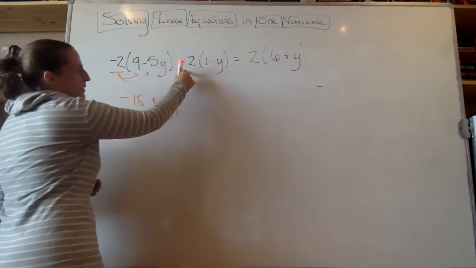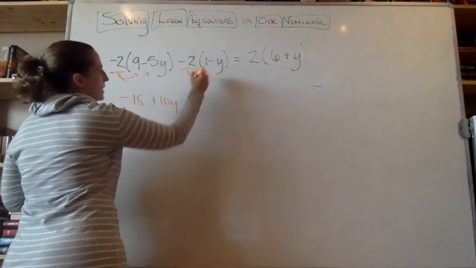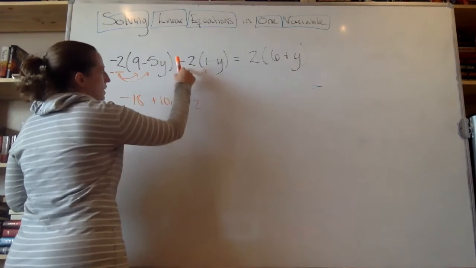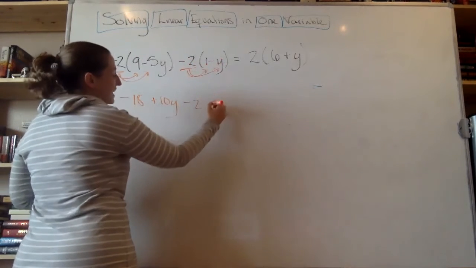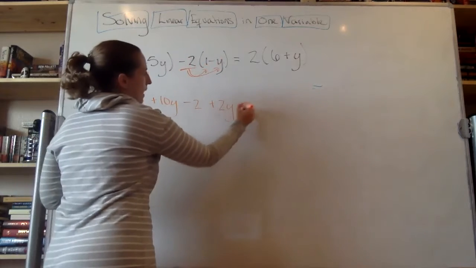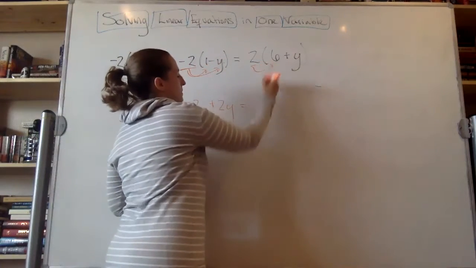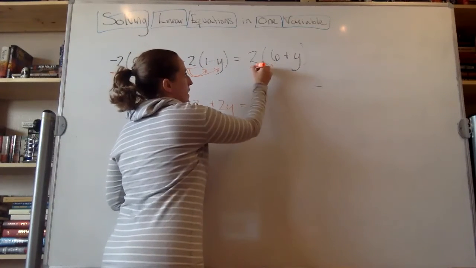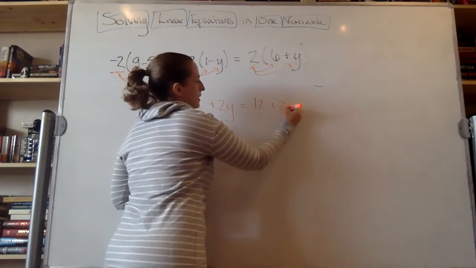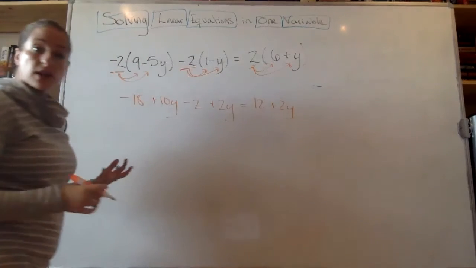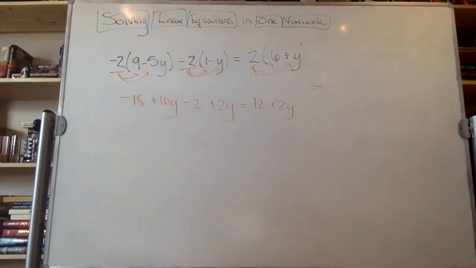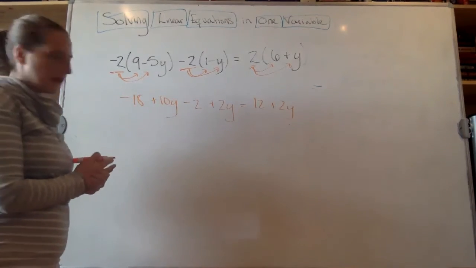I'm going to distribute the -2 here. -2 times 1 is -2. -2 times -y is +2y equals 2 times 6 is 12. 2 times y is 2y. Now we've gotten rid of the parentheses. Next, what we want to do is collect like terms. In other words, things that are like are going to be smashed together, okay?